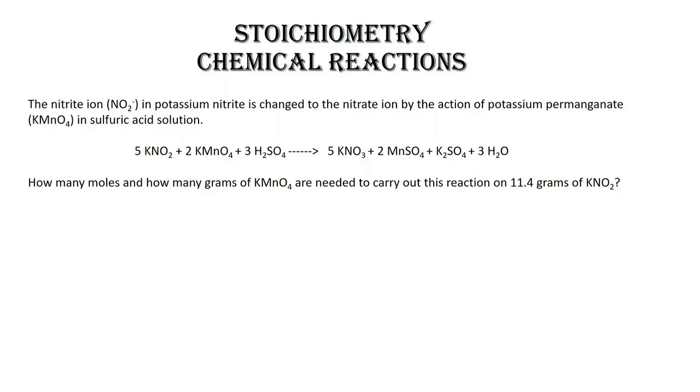The nitrite ion in potassium nitrite is changed to the nitrate ion by the action of potassium permanganate in sulfuric acid solution by the reaction given below. 5 moles of potassium nitrite reacts with 2 moles of potassium permanganate and 3 moles of sulfuric acid to produce 5 moles of potassium nitrate, 2 moles of manganese sulfate, 1 mole of potassium sulfate, and 3 moles of water.